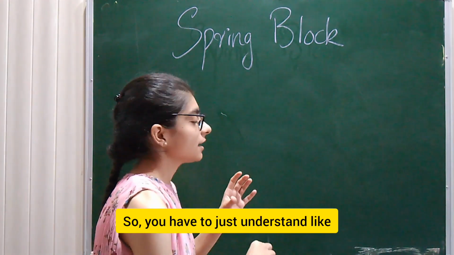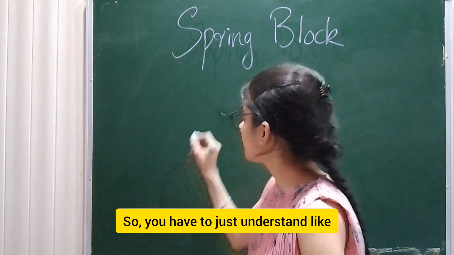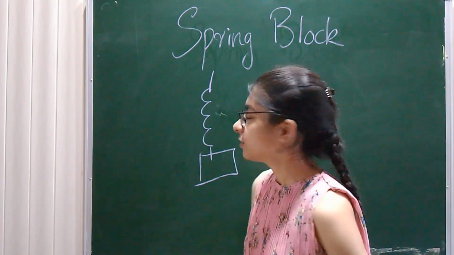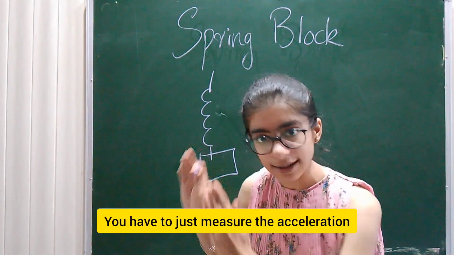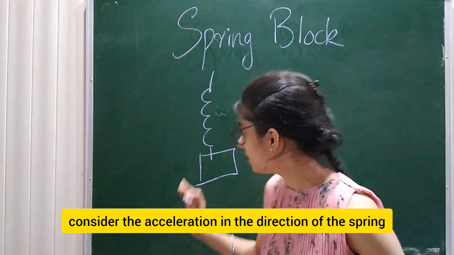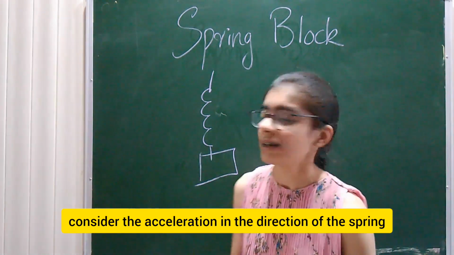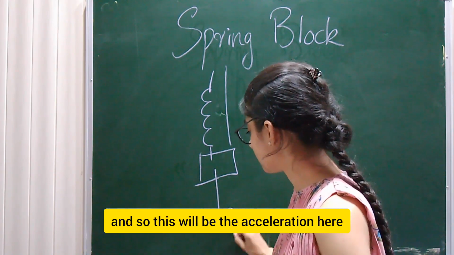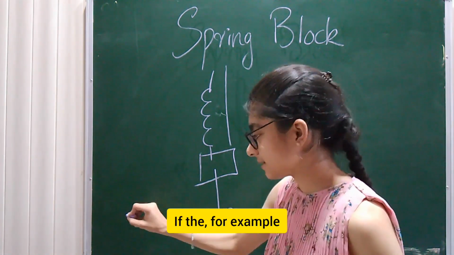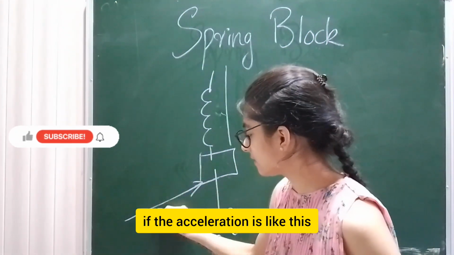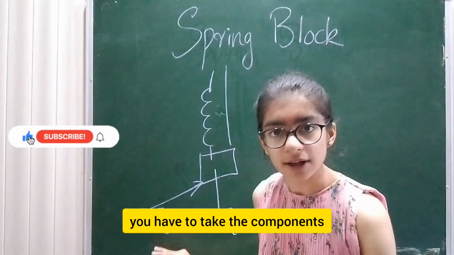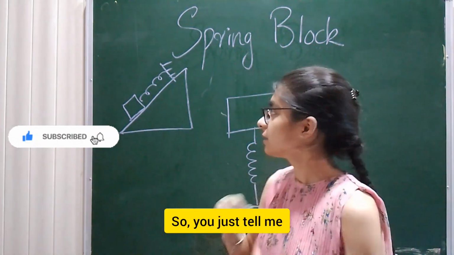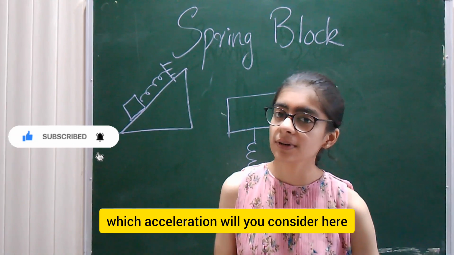You just have to understand that if this is the spring and this is the block, you consider the acceleration in the direction of the spring. So this is the direction of the spring, and this will be the acceleration here, right? If, for example, the acceleration is like this, you have to take the components and find out the straight acceleration. So you just tell me which acceleration will you consider here.